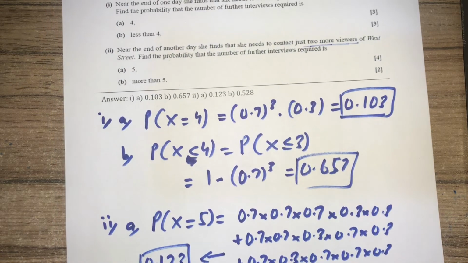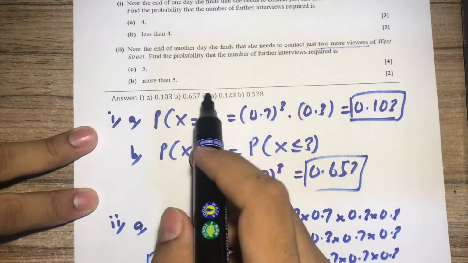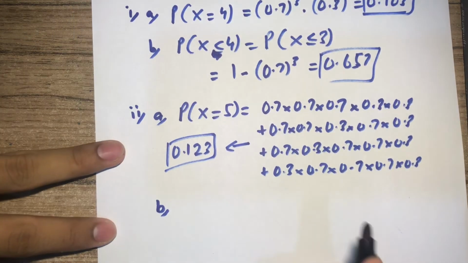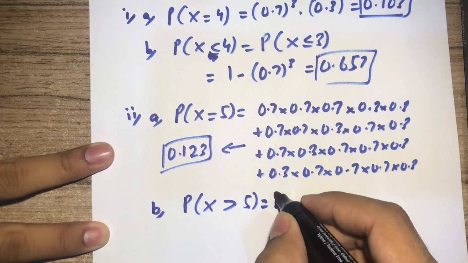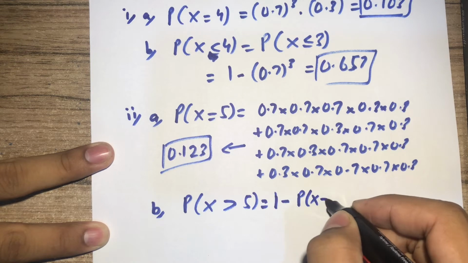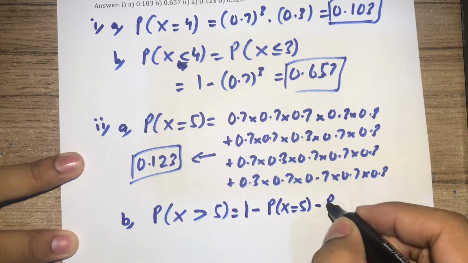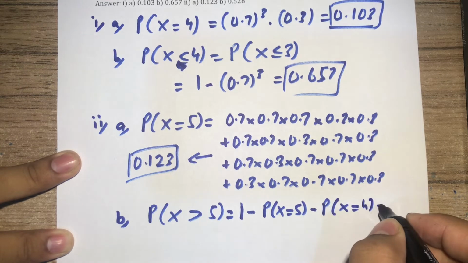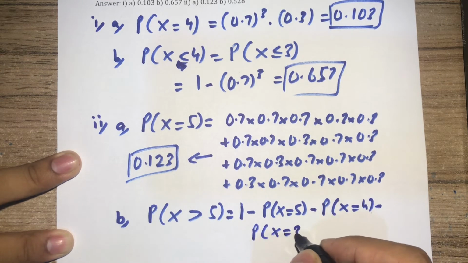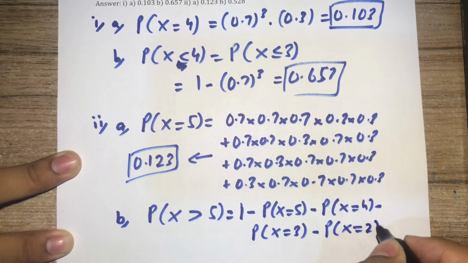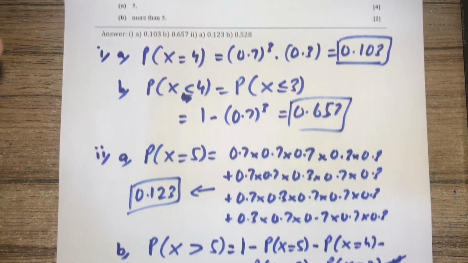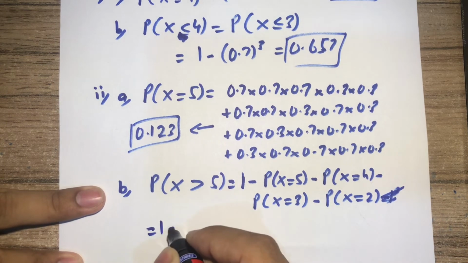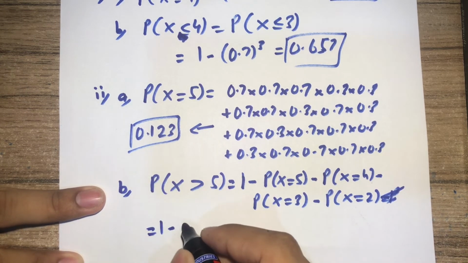Part B. They're saying to find the probability that the number of further interviewees required is more than 5. So probability x is greater than 5. I can write this as 1 minus probability of x equals 5 minus probability x equals 4 minus probability x equals 3 minus probability x equals 2. It can't be 1 because she has to contact 2 more viewers, so she has to interview at least 2 people, right? So 1 minus probability x equals 5 was 0.123.